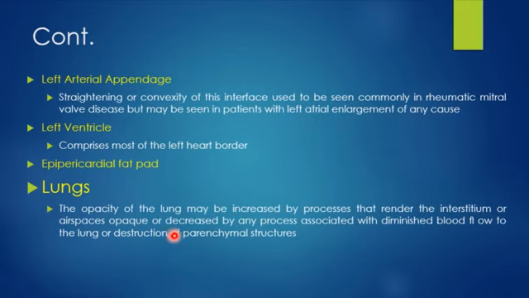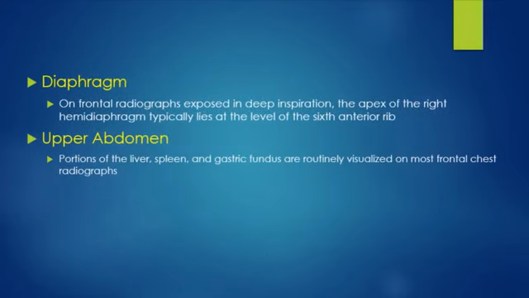Regarding the lungs, the opacity of the lung may be increased by processes that render the interstitium or air spaces opaque, or decreased by any process associated with diminished blood flow to the lung or destruction of parenchymal structures. Diaphragm on frontal radiograph exposed to deep inspiration: the apex of the right hemidiaphragm typically lies at the level of the 6th anterior rib. Abdomen, portion of liver, spleen, and gastric fundus are routinely visualized on most frontal chest radiographs, and it will help for estimation of the situs.